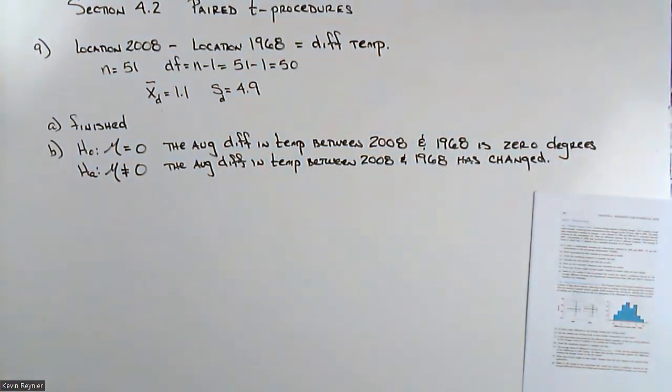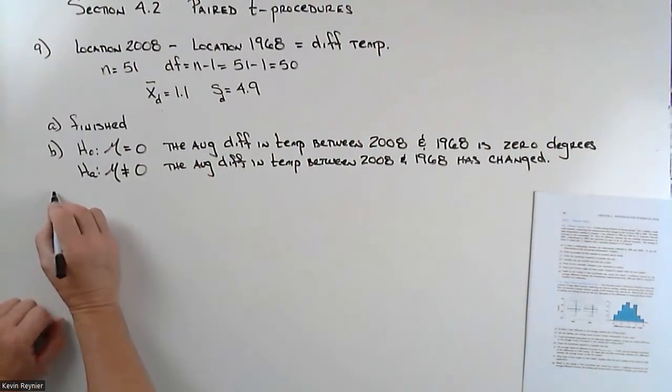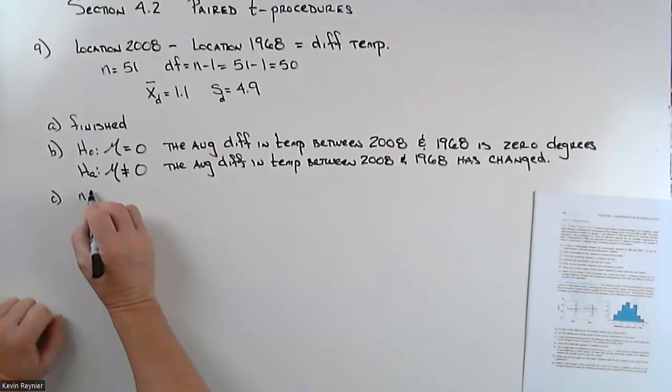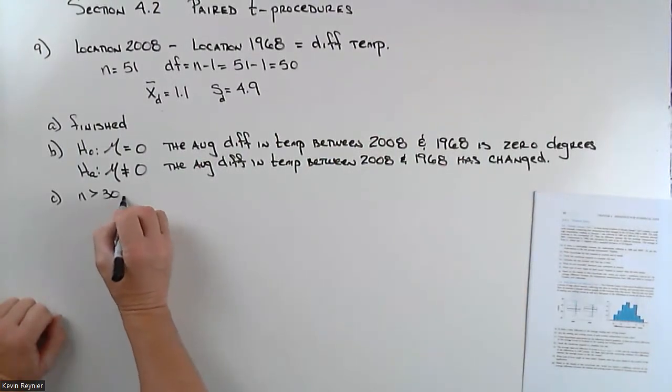Okay. So part B said write the hypothesis in symbols and in words. We've done that. Part C says check the conditions required for this test. Well, what are the conditions that are required for this test? Well, we have a sample size greater than 30, right? Our sample size N is greater than 30.